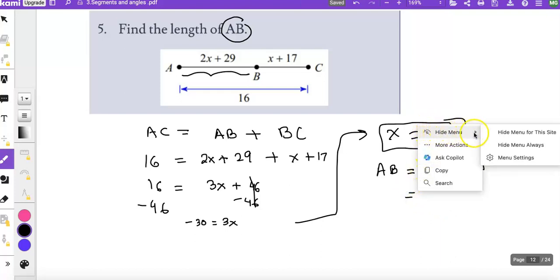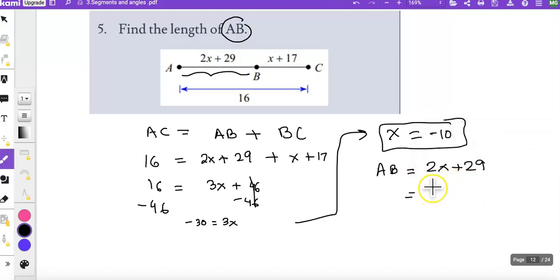Let me see what it says. Oh, it was saying hide menu always, and let's hide menu over here. Here you go. So I believe it should be okay. We are fine now. At least we took care of this part.